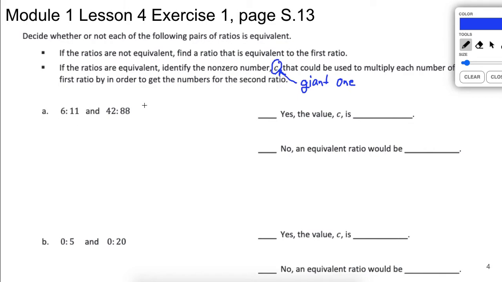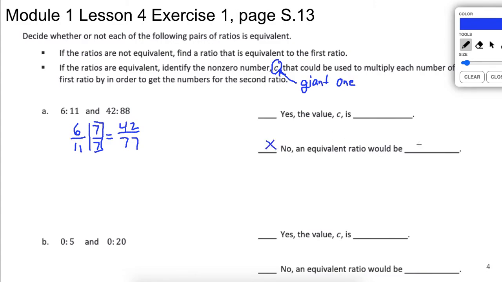We're putting C over C. They're just asking, what can I multiply both of these by? If we look at this one, from 6 to 42 and 11 to 88, let's go with 6 over 11. What can we do to get to 42? Is that equivalent? Well, I know that 6 times 7 gives me 42. So if we put that in as our giant one, then 11 times 7 would equal 77. So that one's not equivalent, is it? That one's not equivalent.